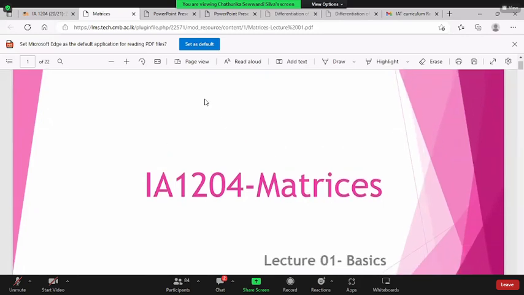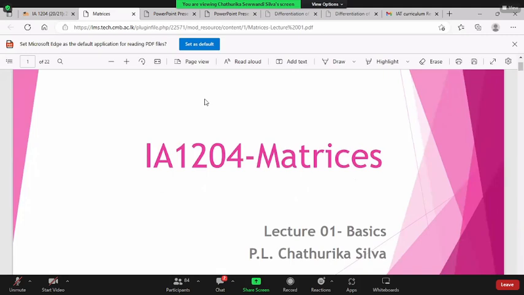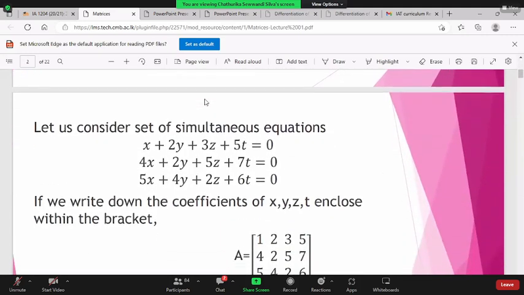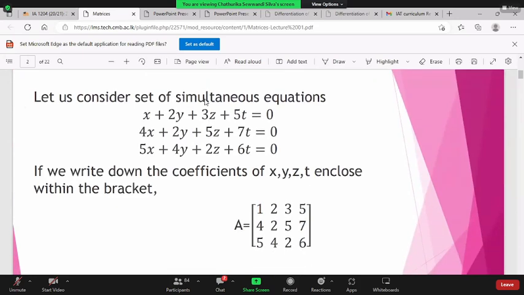Lecture 1, the first lecture, basics. I will be doing the basics, but most of the basics I'm doing here should be covered under basic maths. You will see many of the basics done in basic maths here, along with some additional parts.